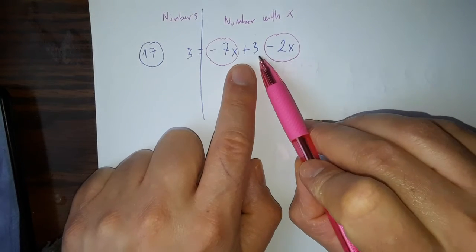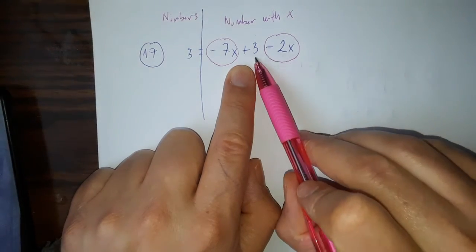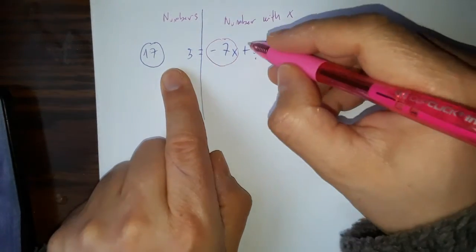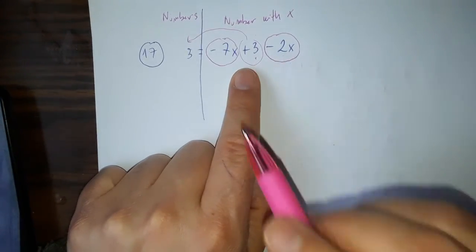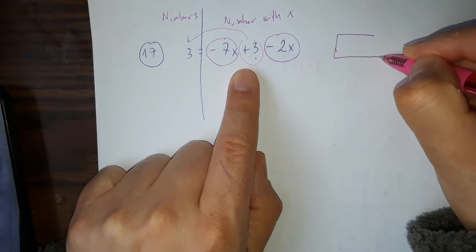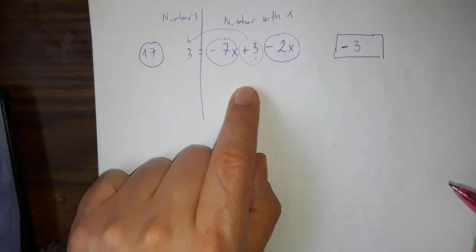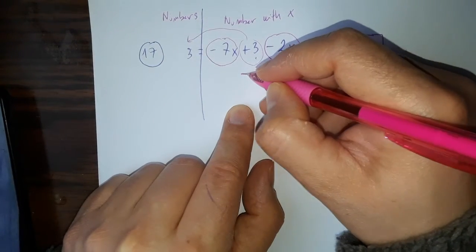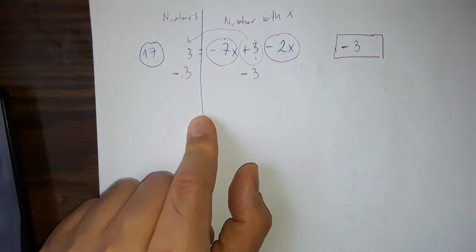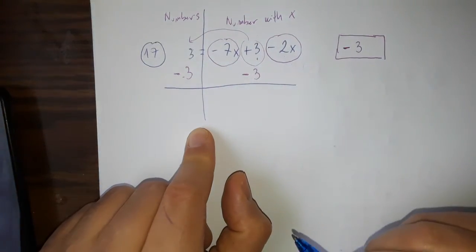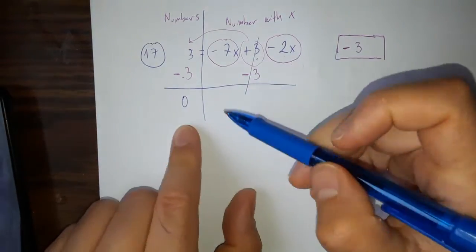But this 3, does it have an x? No, it doesn't. So we have to throw this 3 to the other side. Now, how can we kill adding 3? Adding 3, we can kill it with subtracting 3. So that's what we're gonna do. -3, and on the other side, again, subtracting 3. This is gonna cancel out. We're gonna have 0 on this side. 3 minus 3 is 0.